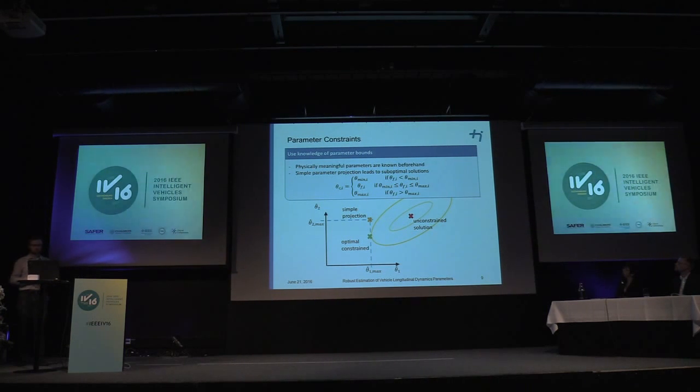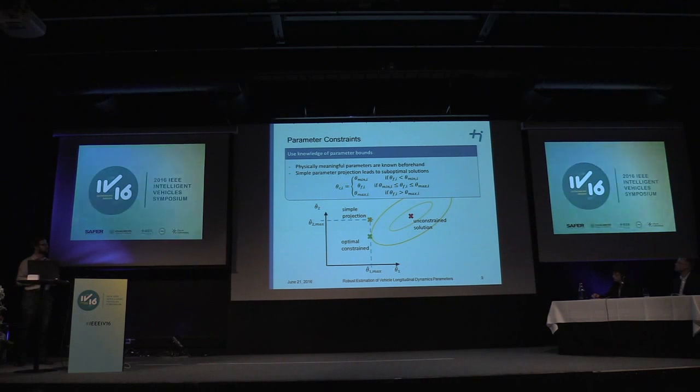The next point that we emphasized on was parameter constraints. So you know beforehand physical meaningful bounds of the estimates. For example, the mass has a lower and upper limit, as well as the resistance coefficients, so they cannot be negative. And the first thing that you can do is do a simple parameter projection, which is not actually optimal.